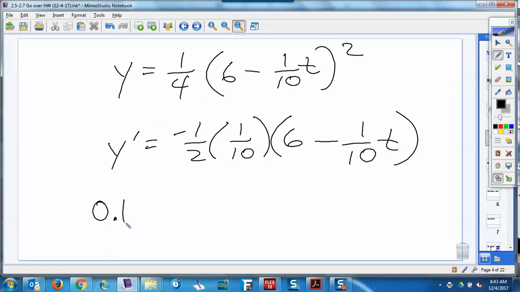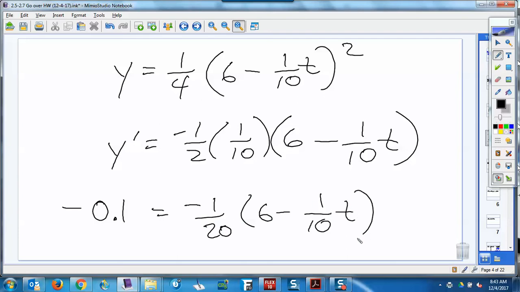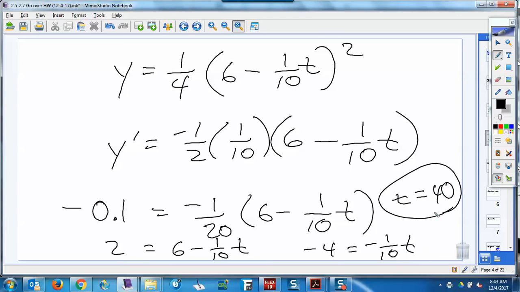Actually, I've been leading you astray. I keep saying 0.1 because that's what you guys had said earlier, but it doesn't have to be 0.1. Haven't we been saying this whole time that Y prime is negative? Because Y is decreasing, it's dropping, right? So we got to put a -0.1. Okay? And then this is -1/20, 6 minus 1/10 T, and then solve it. If it's a no calculator problem, well, no problem. So we multiply that over there. Subtract 6, that'd be -4 equals -1/10 T. T equals 40. So it looks like at 40 minutes, right?